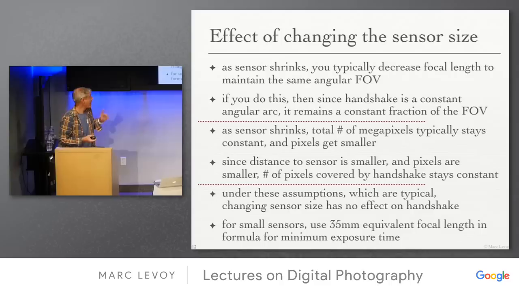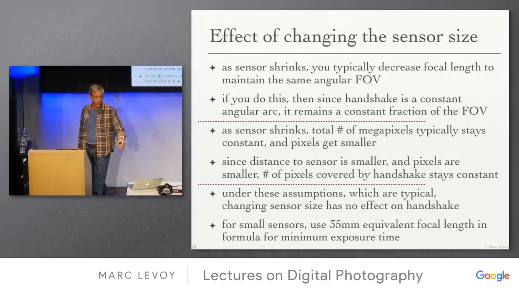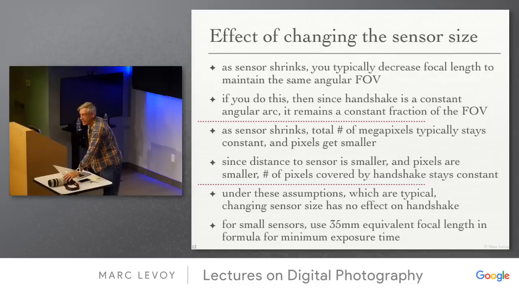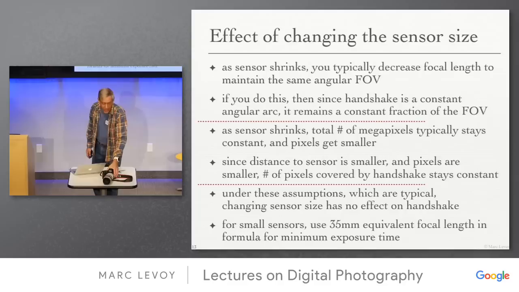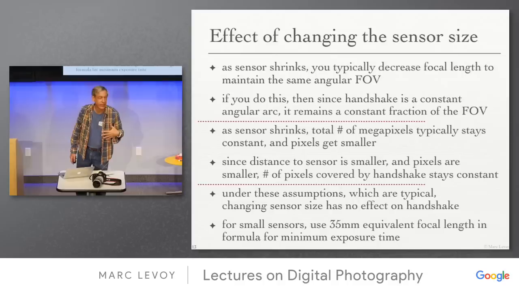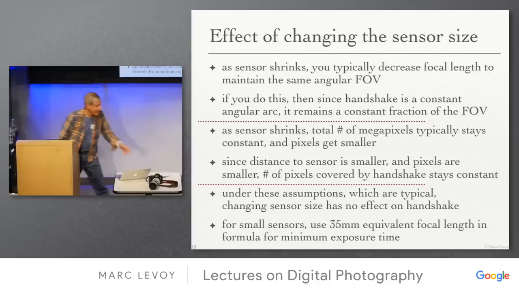And by the way, for smaller sensors, for smaller formats, you should use the 35 millimeter equivalent size when you're computing the rule of thumb. So if this were an APS-C camera and it were 384 millimeters, I should enlarge it to 500 millimeters and use a 1/512th of a second exposure. Yes? This doesn't account for the damping factors that you actually have. The fact that the mass is different. No, it doesn't account for that.